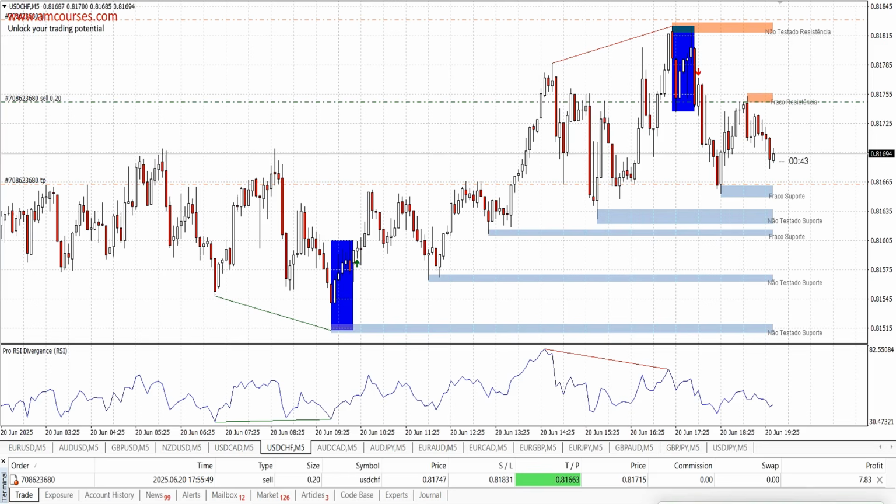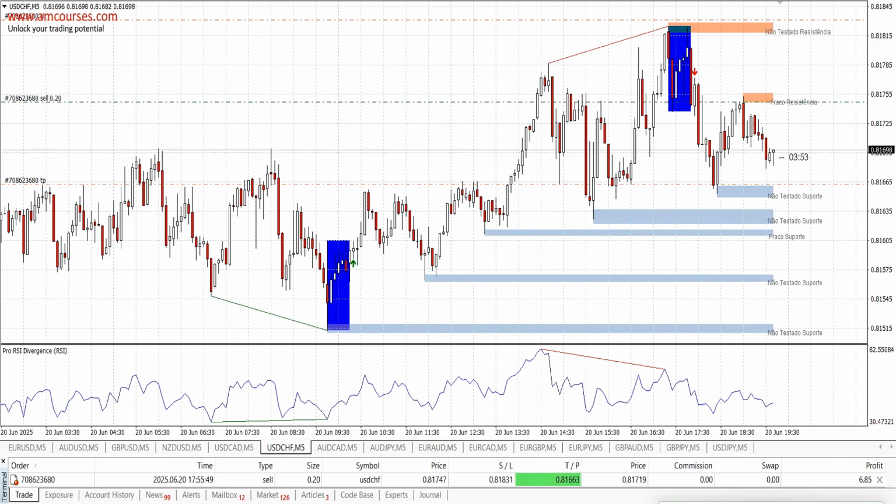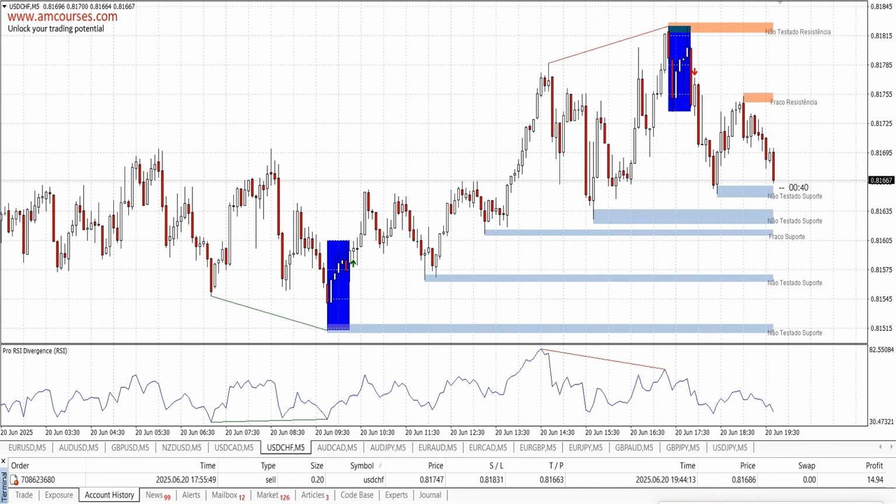Stop loss. Place it just below the support zone or the recent swing low. Take profit options: when price reaches the next resistance zone, or again, use a 1:1 or 1:2 risk to reward ratio. Now here are some pro tips to help you get the best results using the RSI Divergence Signals Indicator.